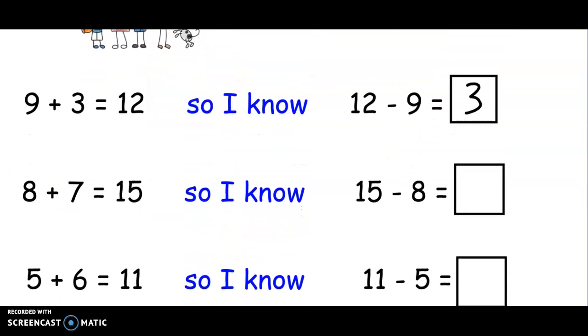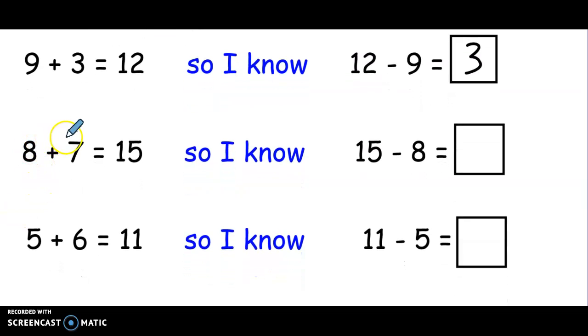So let's look at the next few. 8 plus 7 is 15. So I know that 15 take away 8 equals, well, what's missing? You could think about how far away is 8 from 15. You could count up to 15. You could start at 15 and count down to 8. You can check the other equation to see which partner is missing. Okay. What did you come up with? You're right, it is 7.